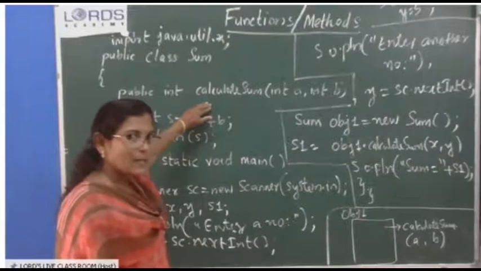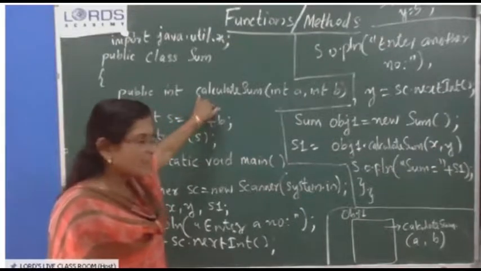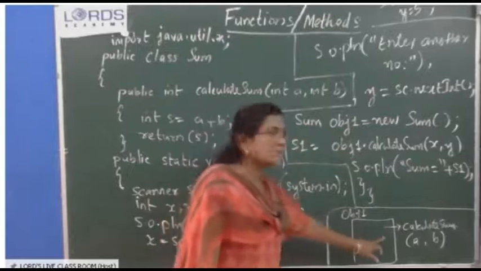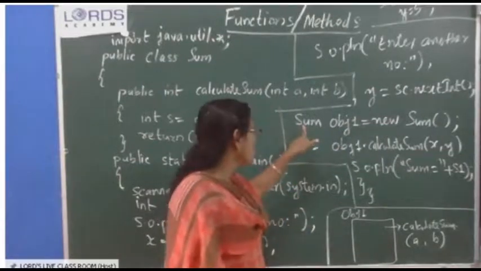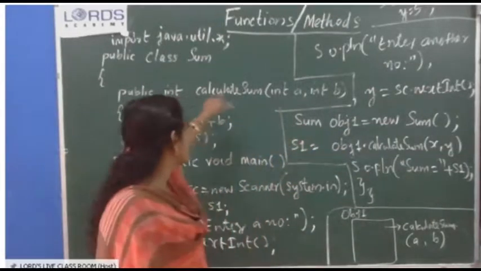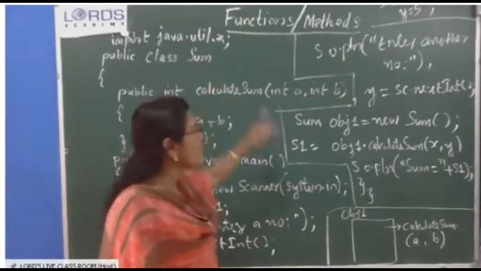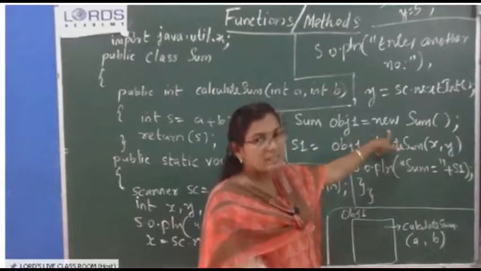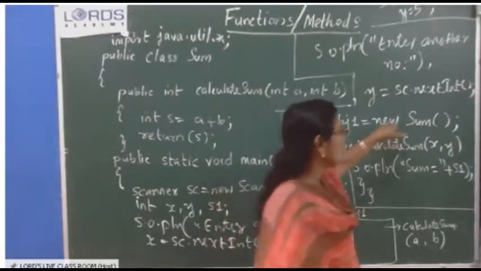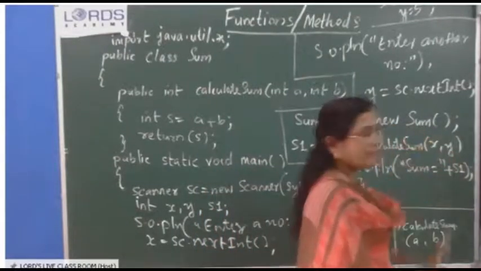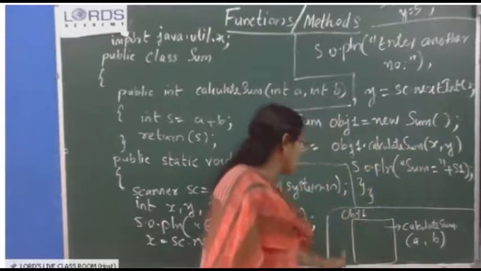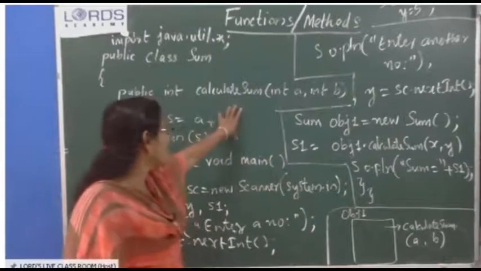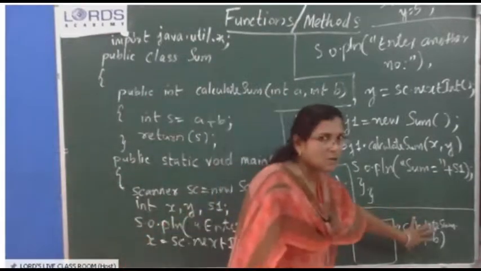and we created an object of the class, because this method is a non-static method. To access the non-static method, we have to create an object. Along with the object only, the non-static method will be created. So to create an object of the class, the syntax used is class name followed by object name equal to new keyword, which actually creates the object, new Sum, class name followed by empty parentheses. So an object like this is created. When the object is created, a copy of this method also will be created with the object.